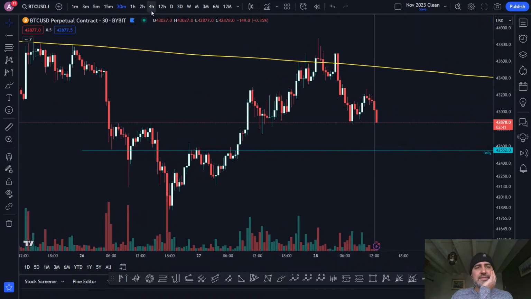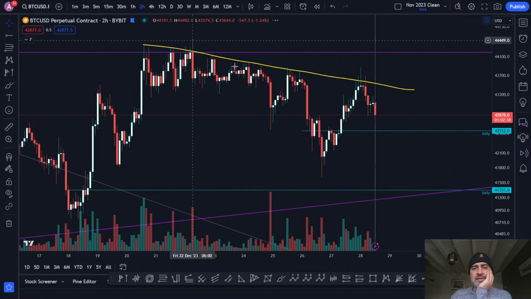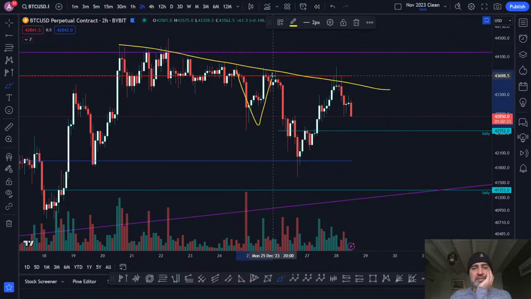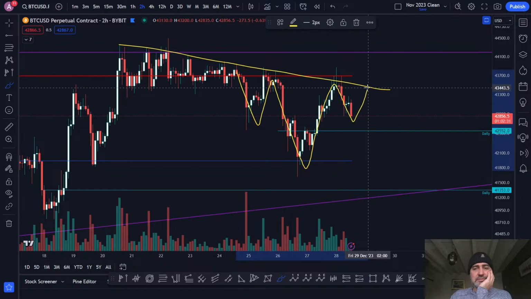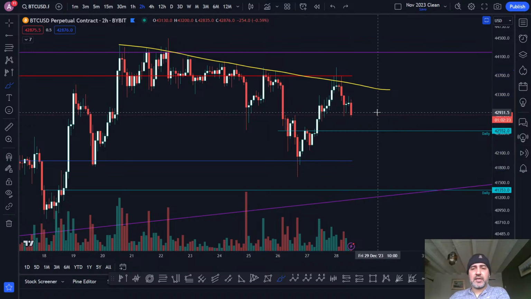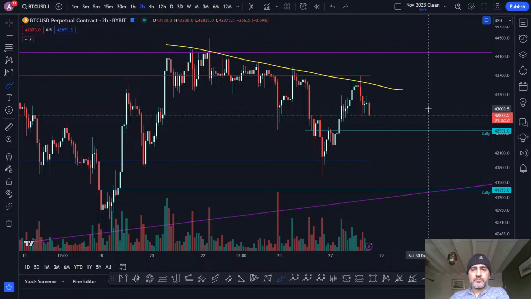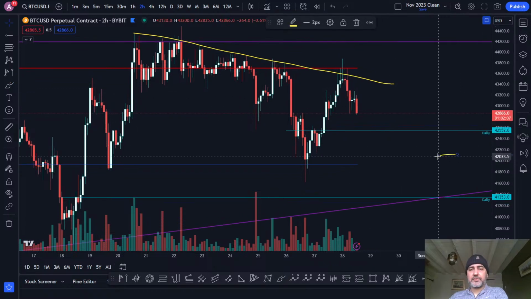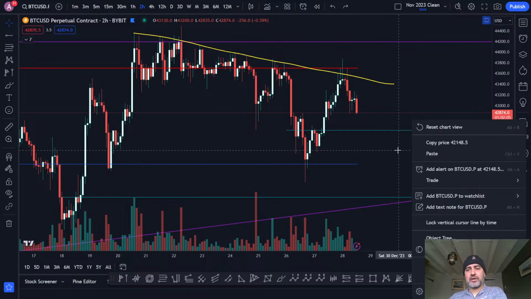But we also have another pattern forming. There's lots of patterns. There's also a potential inverse head and shoulders here forming, which is bullish. See that? So you have bearish patterns forming, and you have bullish patterns forming. And right now it's a battle between bulls and bears. Right now the bears are winning, but maybe the price needs to go low enough for the bulls to give it a shot.